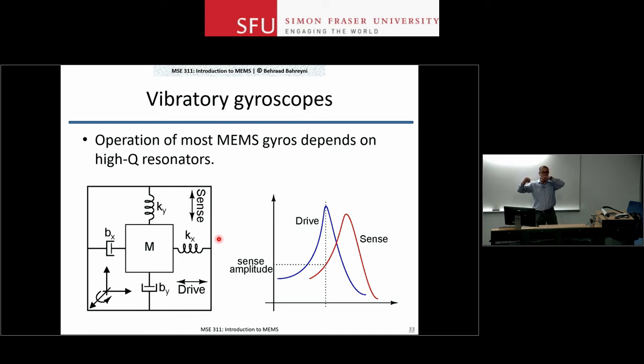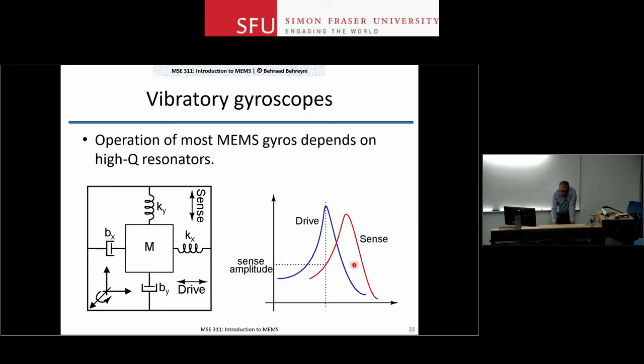Also, once I design the proof mass, that's it. So Q factor is going to help me. If I design it with a Q of 10,000, for a given force I will get 10,000 times the displacement that I would have at DC.